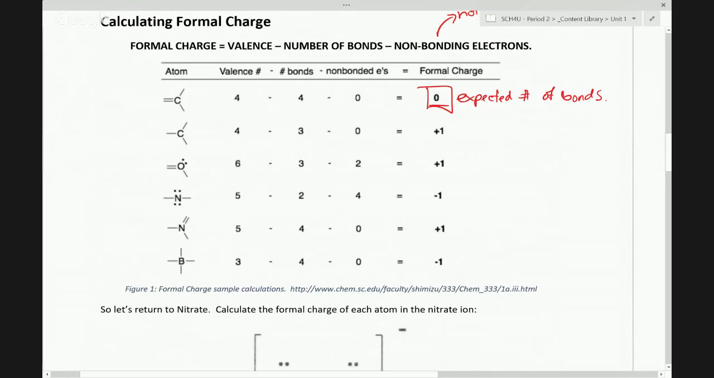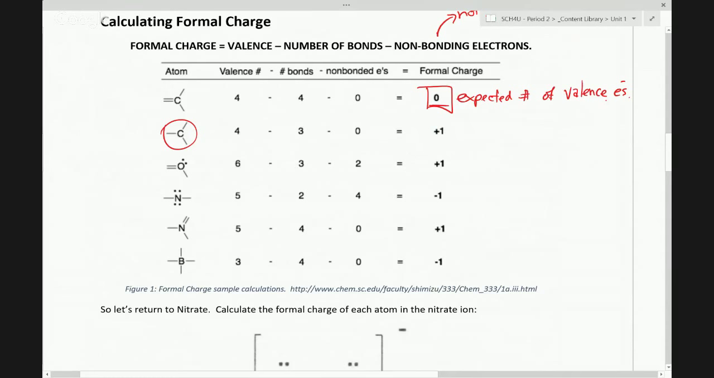Or more to the point, it has the expected number of valence electrons. Right? And either way works to think of it that way. Now here, carbon's only making 3 bonds, so we already know that something's not right about that. But if we look, we'll see that that's 4 electrons that it should have in its valence, minus only 3 bonds, and that gives us a formal charge of +1. In other words, carbon doesn't have as many electrons in its valence as you would expect it to.